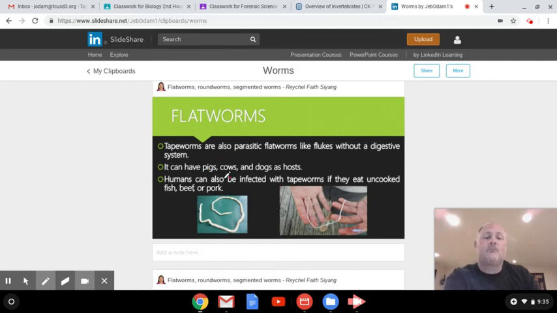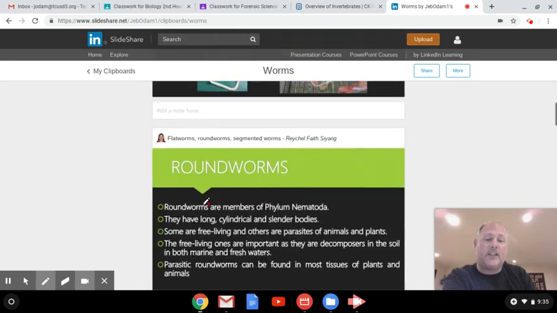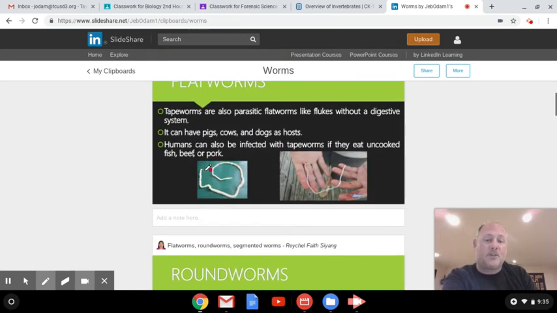Humans can also be infected with tapeworms if they eat uncooked fish, beef, or pork. And when you watch the video on the tapeworm, it's a very unique structure. The head area has what we call the scolex. It's got a bunch of teeth on it, and those teeth are backward facing. So that first segment of the flatworm burrows into your intestine, and those teeth burrow in, and then they turn backwards and anchor the tapeworm to your intestine. The rest of the tapeworm is free to float about wherever it wants to go. It's like a tail that hangs off of a dog on the back end.